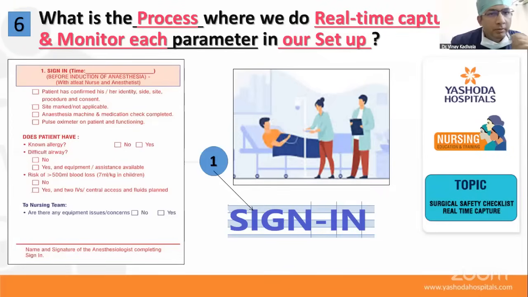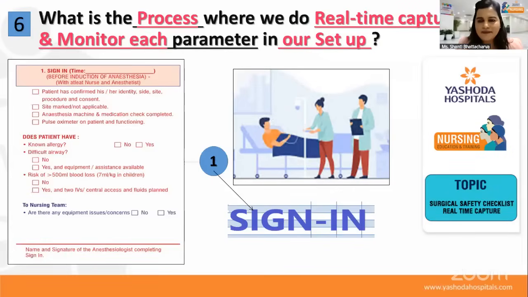The WHO surgical safety checklist consists of three parts. One is sign in. This is done just before induction of anesthesia. The other one is time out. This is done just before skin incision. And the third one is sign out. This is done just before the patient leaves the operating room.